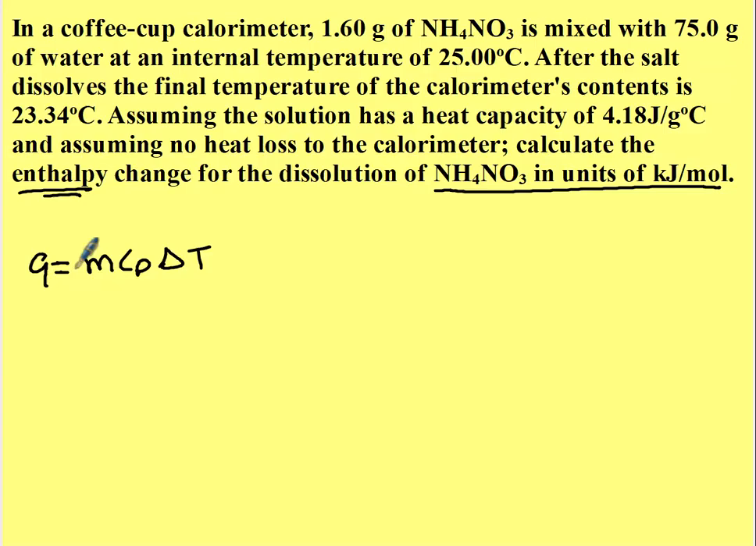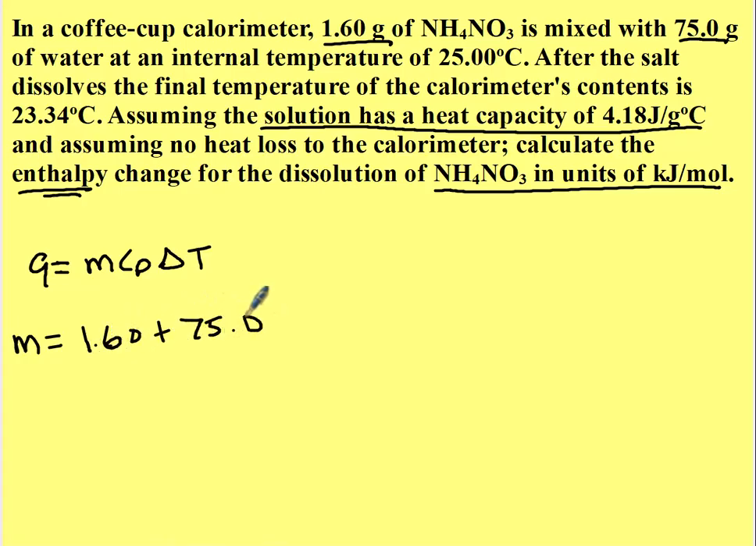So we're solving for Q again. First, we needed our mass. And remember, to figure out your mass, look at your specific heat. Our specific heat is of the solution, and our solution is both of these mixed together. So my mass should be 1.60 plus 75.0, giving me 76.6 grams.